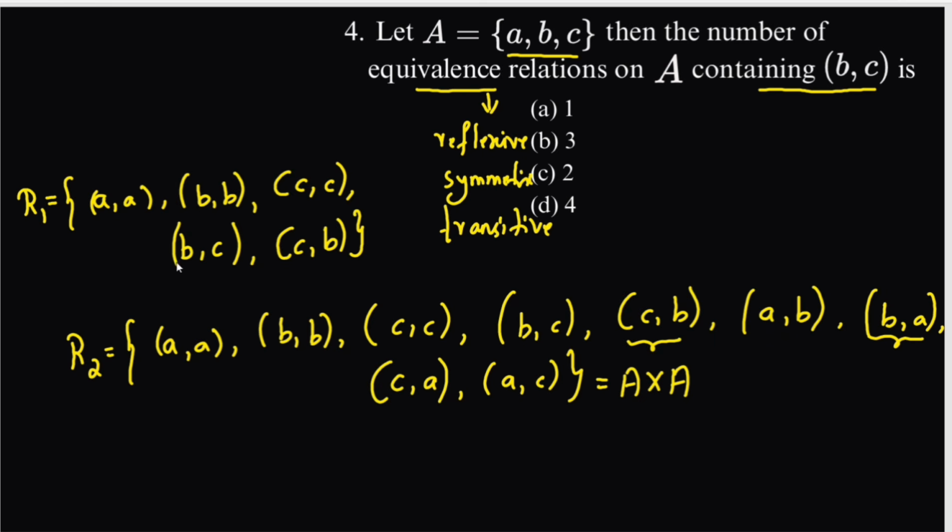So how many possibilities do we have now? R1 and R2. So that means which option is correct? Option C is correct. Only two equivalence relations can be found on this set A.